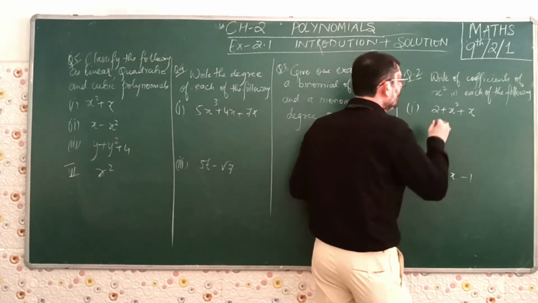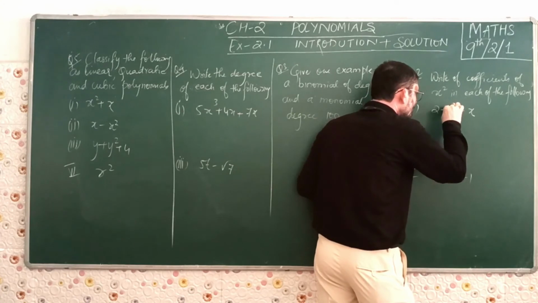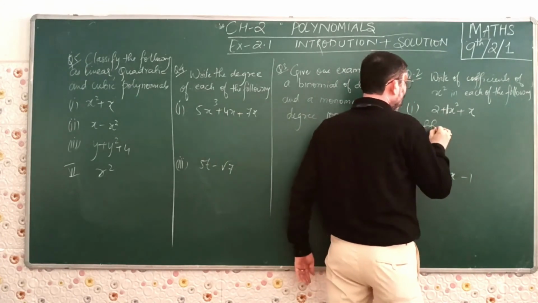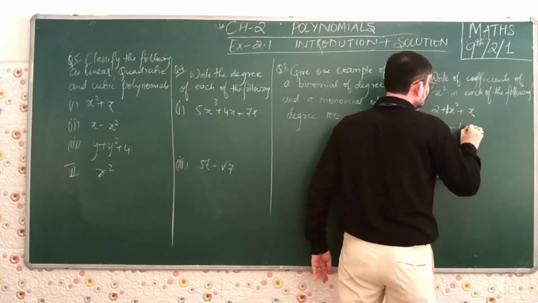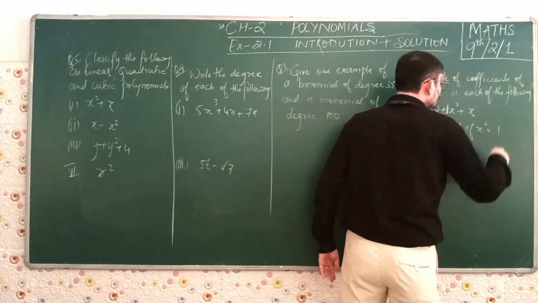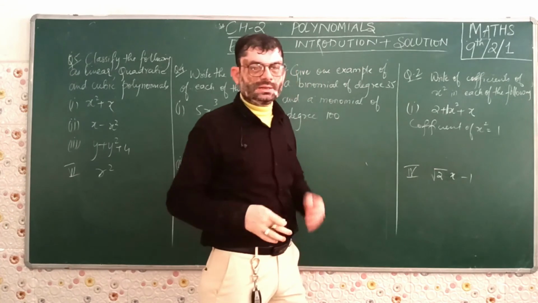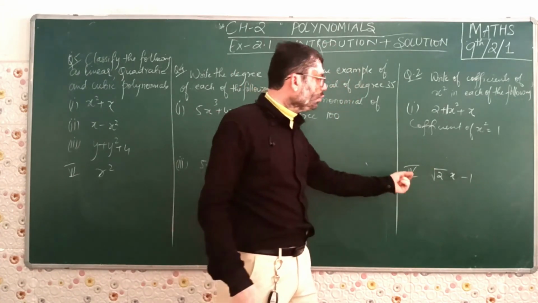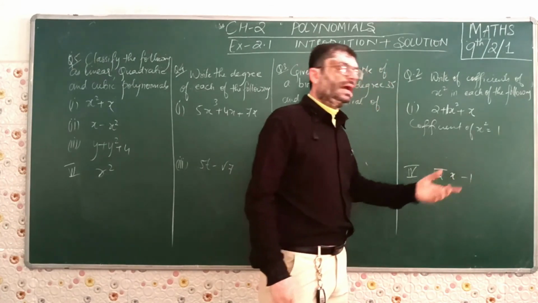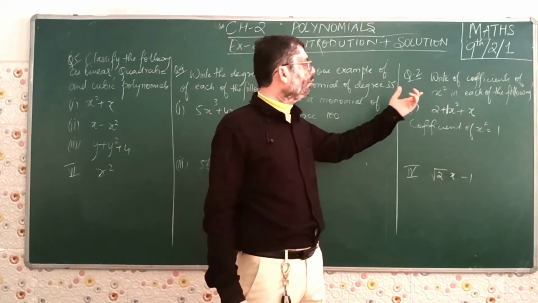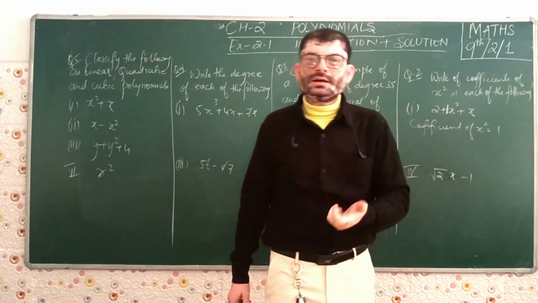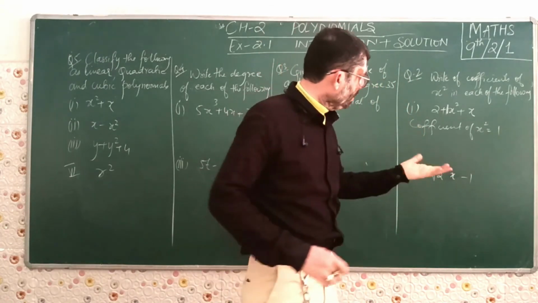I have told you, when there is no constant term, we always consider that constant term to be 1. So here you can say the coefficient of x square is 1, because 1 is the constant term that is with x square. Then with 4 root 2x minus 1, we need to find the coefficient of x square. But there is no such x square term here.